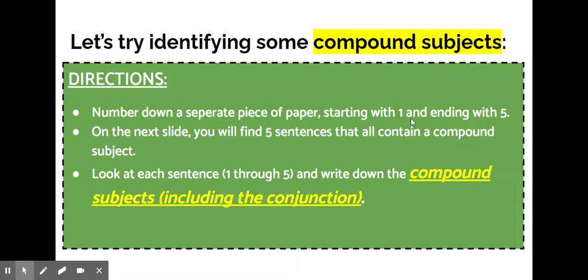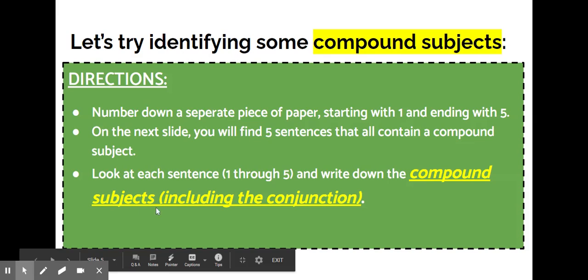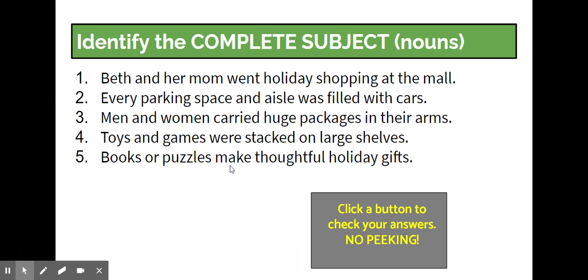Now, you should have a piece of paper out, or if you have a copy of this presentation, you can write on the back. But I want you to number down your paper, starting with 1 and ending with 5. And on the next slide, we're going to find 5 sentences that all contain a compound subject. So look at each of the sentences, 1 through 5, and write down the compound subject, that's the noun, remember, including the conjunction. So the words and, or, but. Okay? Identifying the complete subject. Nouns. I'll give you a little clue up there.